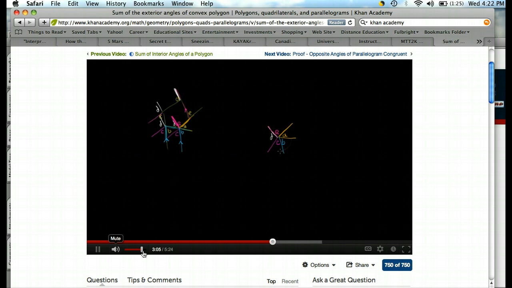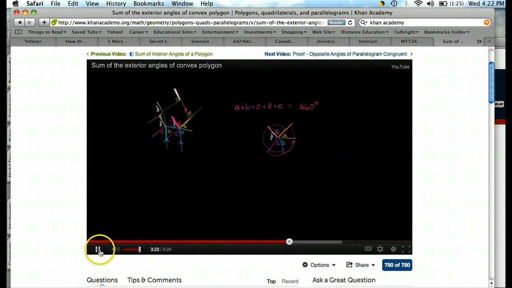Either way, you could be going clockwise or counterclockwise, but you're going all the way around the circle. And so the sum of these angles, A plus B plus C plus D plus E, is just going to be 360 degrees.